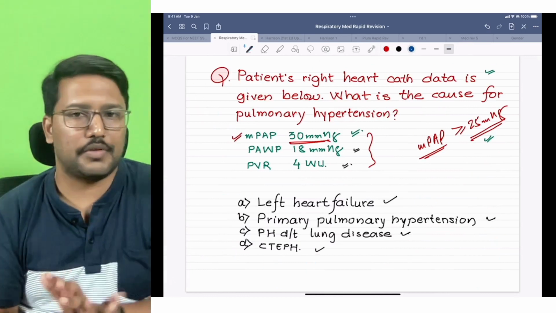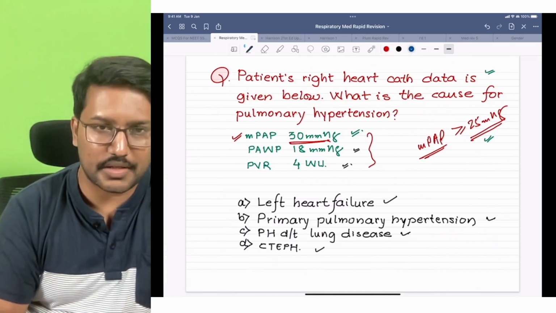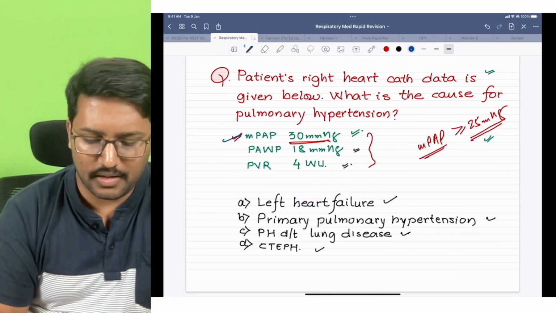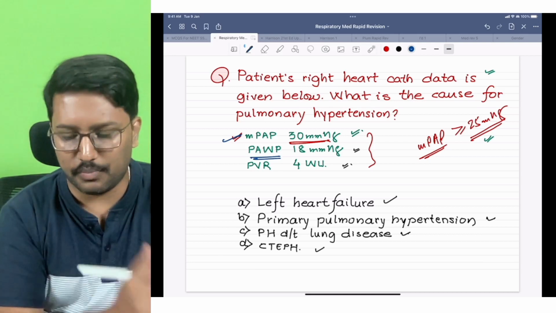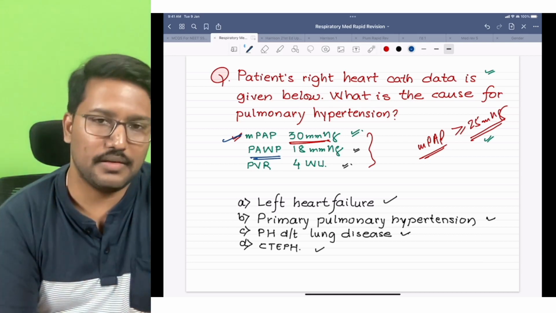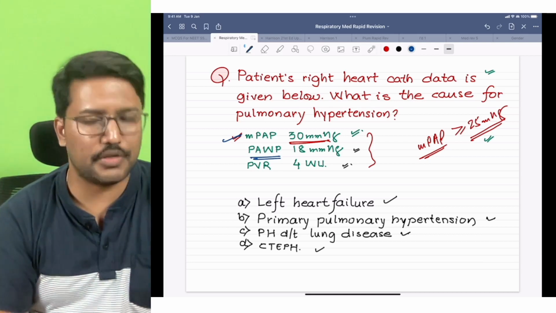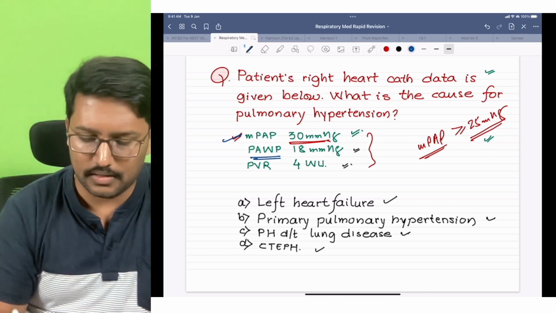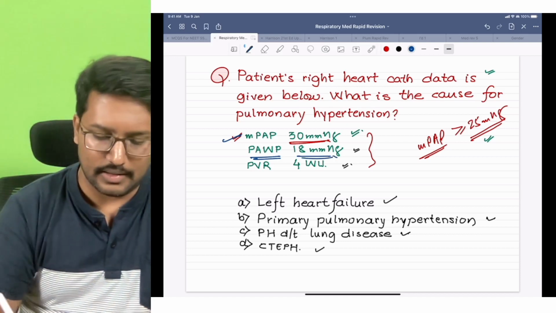Okay, so we have all the information needed. The diagnosis of pulmonary hypertension is agreed upon. Mean pulmonary arterial pressure is 30 millimeters of mercury. Pulmonary artery wedge pressure is 18 millimeters of mercury. Now what does that mean? When the pulmonary artery wedge pressure is 18 millimeters of mercury, there is definitely a post-capillary component involved.